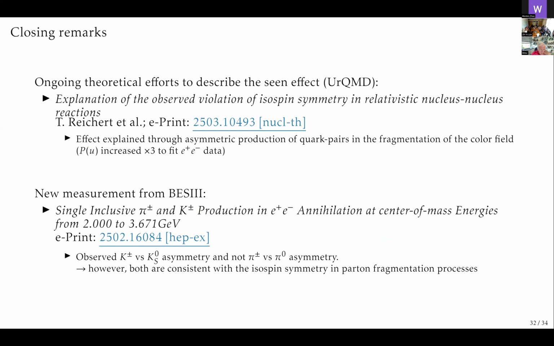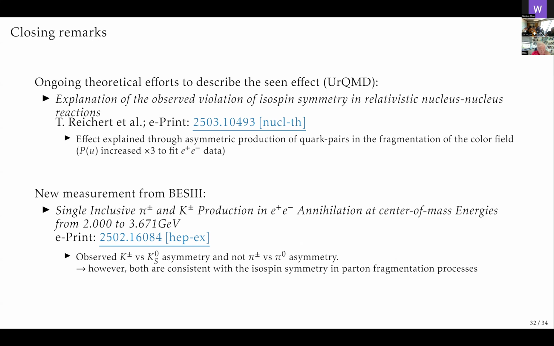So there are two interesting papers on arXiv, but probably soon to be published. One is, as I understand it, an update to RQMD, where this effect is explained through asymmetric production of quark pairs in the fragmentation of the color field. So if they increase the probability of a new quark being created by a factor of 3, then they fit the e+e- data, and this is the data that they do the fit to.